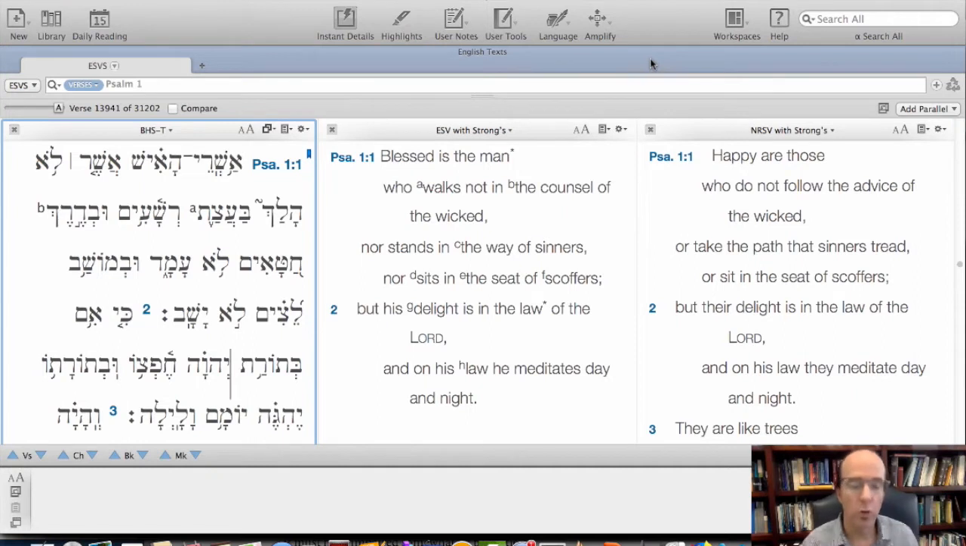Because what we're looking for with grammatical analysis isn't simply the parsing of certain words. Grammatical analysis isn't calling a verb a Qal stem perfect. It's looking at a Qal stem perfect and talking about what the force is in the sentence, what the significance is of the fact that we have a perfect. So let's go ahead and get started.